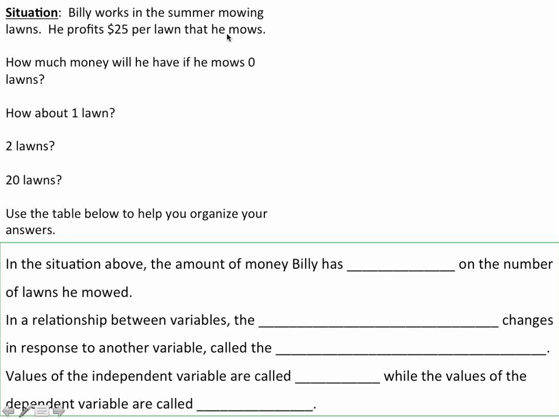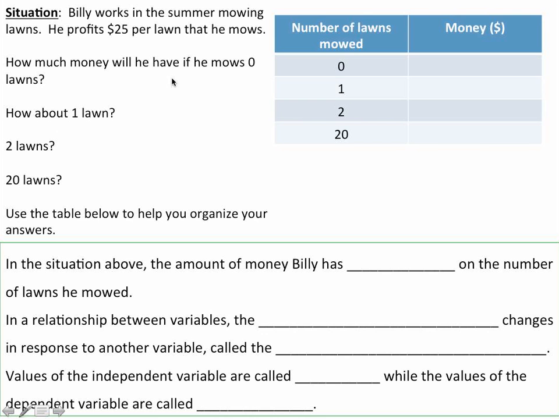Billy works in the summer mowing lawns. He profits $25 per lawn that he mows. How much will he have if he mows 0 lawns? How about 1 lawn, 2 lawns, 20 lawns? Use a table. Okay, and then we'll get to this stuff here in a second. So he mows and he gets $25 a lawn. Well, if he didn't mow any lawns, he would have 0.